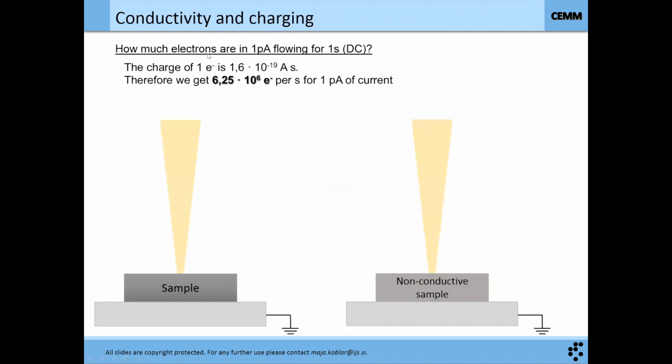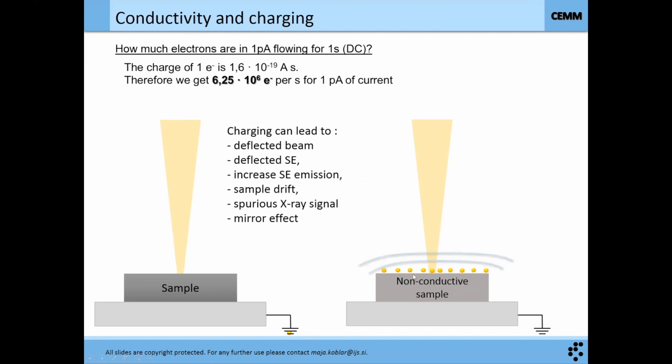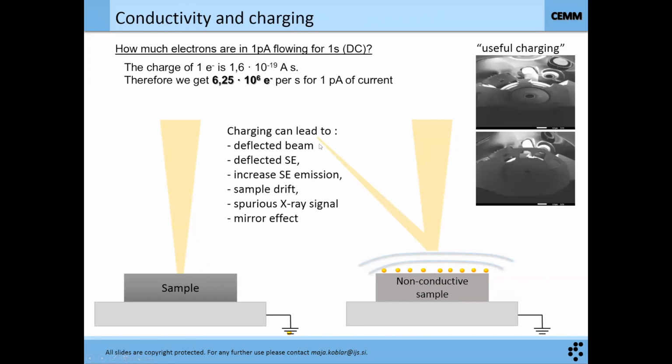So for example, if you have 1 picoamp flowing for 1 second, this means you have 6 times 10 to the power of 6 electrons every second. So your electrons cannot flow through the ground and they stay on your sample, which means that they will accumulate on your sample. This will produce an electric field, and this can be so huge that you can deflect the beam and scan the top, so you can scan your SEM.